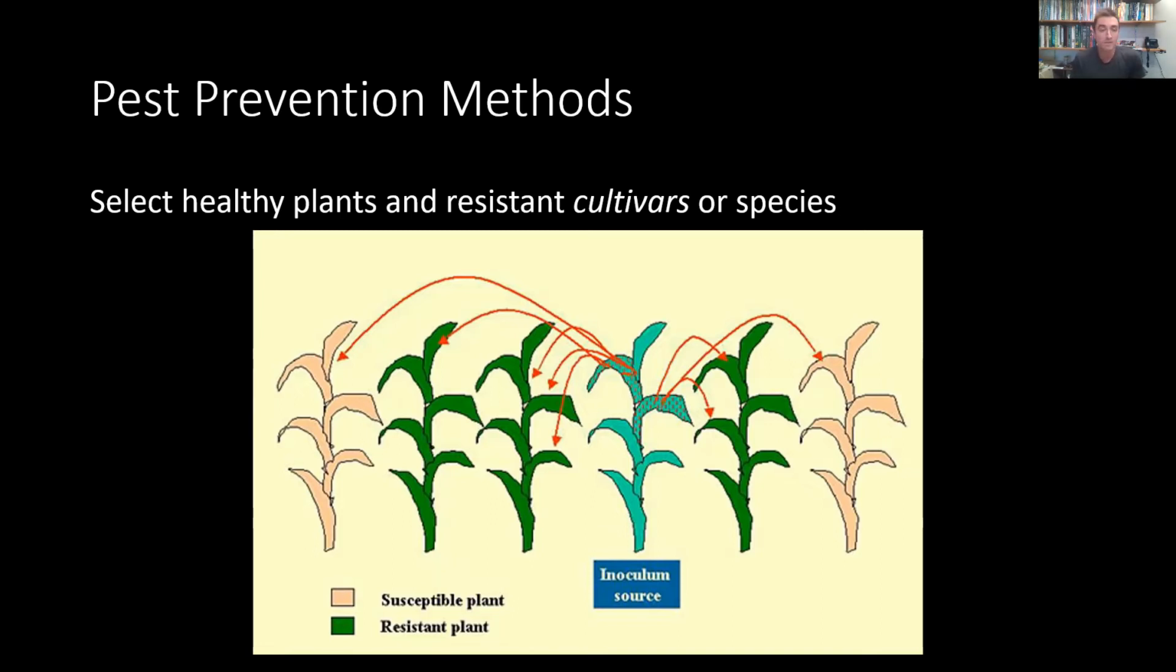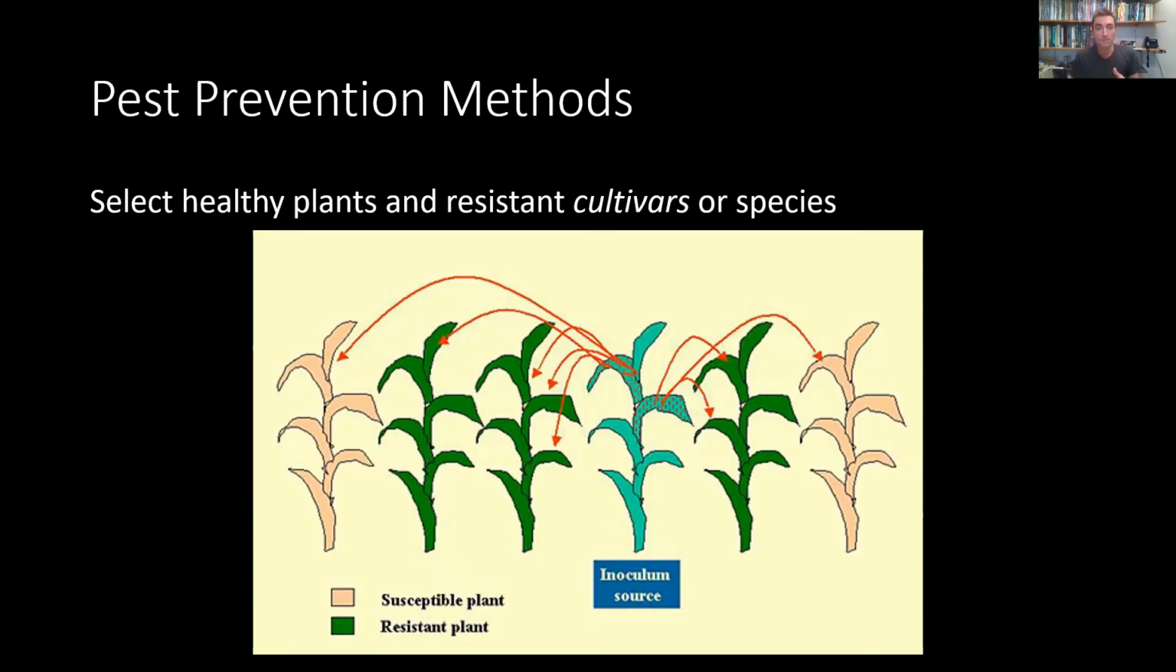And what this diagram is showcasing is how you don't even need to select 100% disease resistance. And actually that doesn't exist. But if we can plant a mosaic, a variety of plants, some that will be resistant mixed in with some that may be more susceptible, if we can create that mosaic, we can disrupt the spreading of the pests.